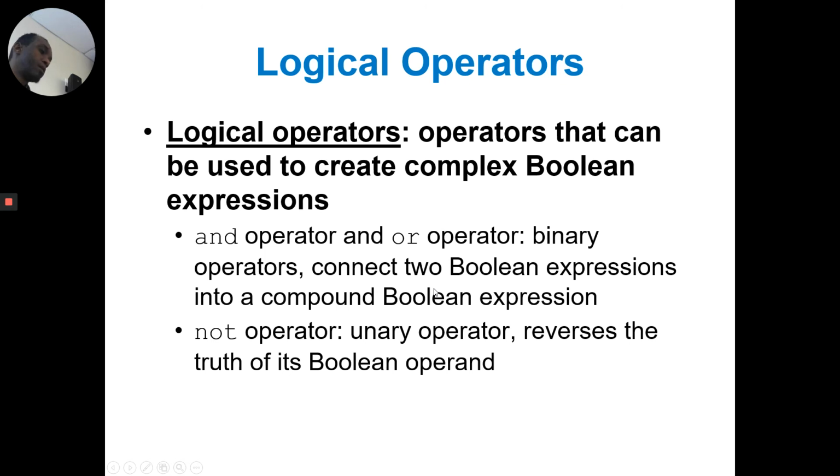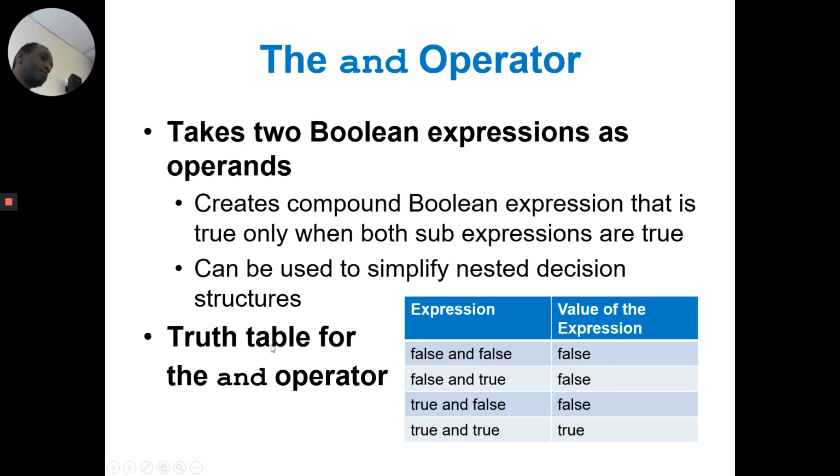The logical operators are operators that can be used to create a complex Boolean expression. AND and OR are binary operators to connect two Boolean expressions into a compound Boolean expression. The NOT operator is a unary operator which reverses the truth of a Boolean. So the AND is when two statements are true together, OR is as long as one of them is true. And then the NOT, it negates basically.